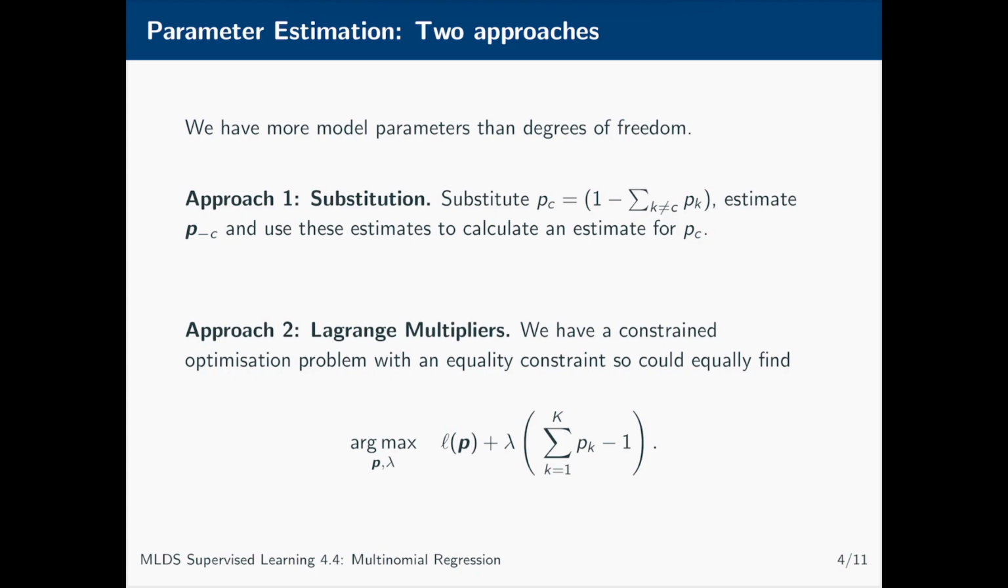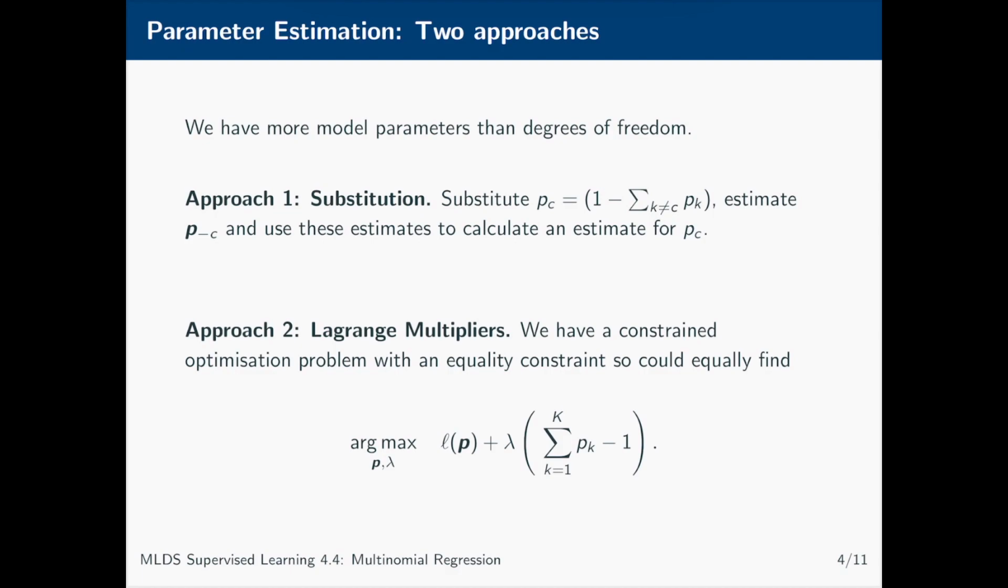When we're estimating the model parameters, that's the probabilities p1 to pk, we can ensure that these produce a valid probability mass function and fall within the corresponding simplex in at least 2 different ways.